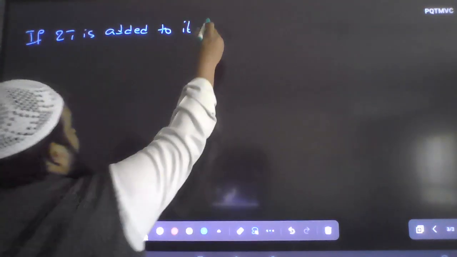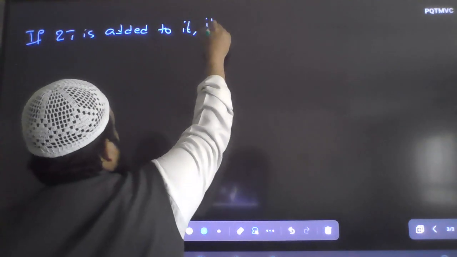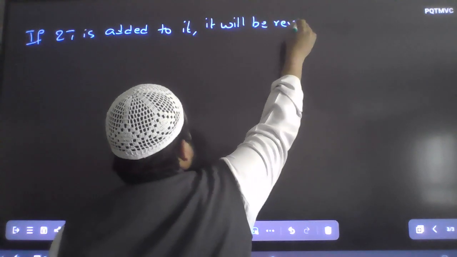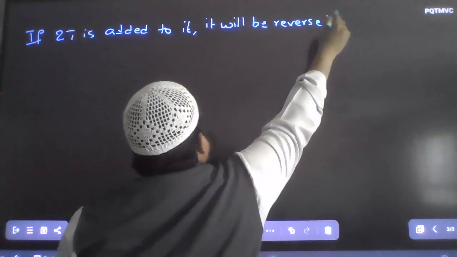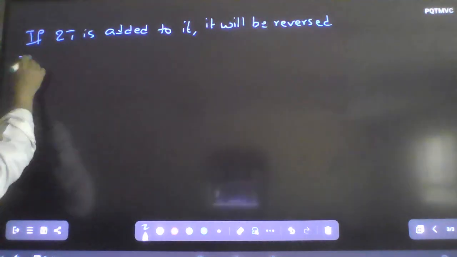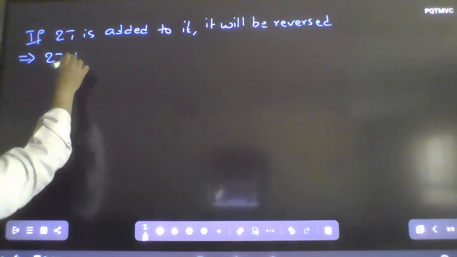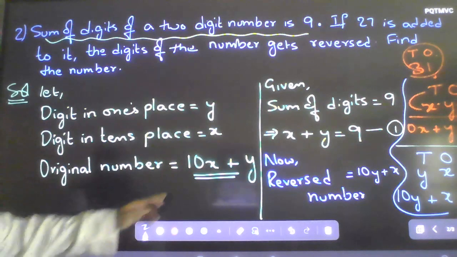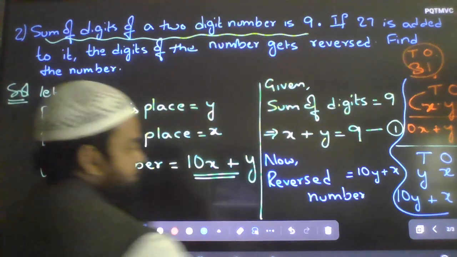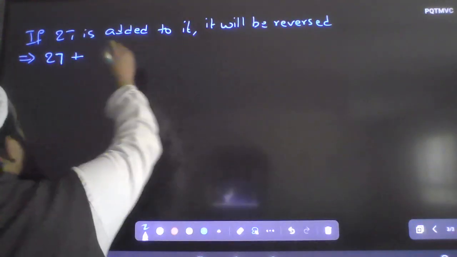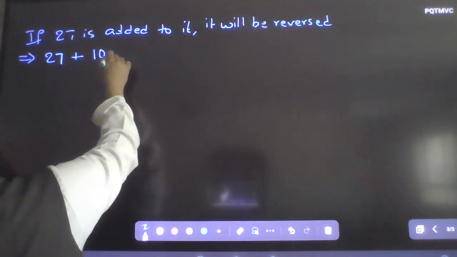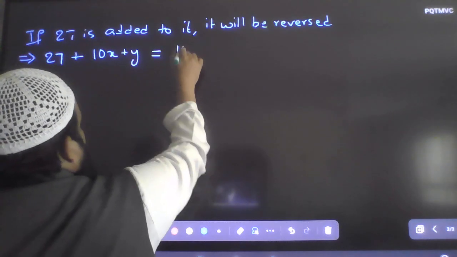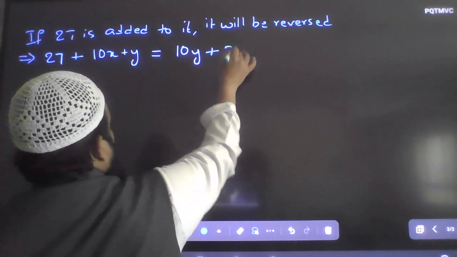So that means it will be reversed. That implies 27 is added to the original number. What is the original number, my dear students? 10x plus y. So when you add 27 to the original number 10x plus y, it will be reversed. What is the reverse number? 10y plus x.